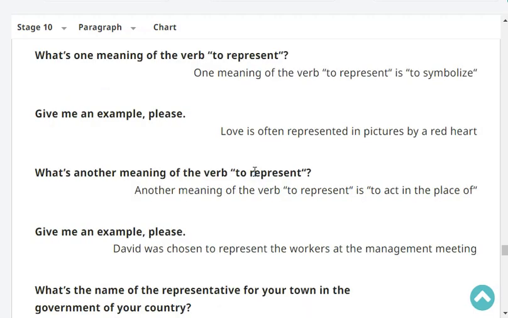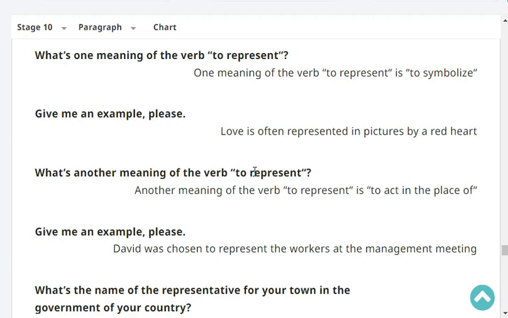What's another meaning of the verb to represent? Another meaning of the verb to represent is to act in the place of. Very good. Give me an example, please.